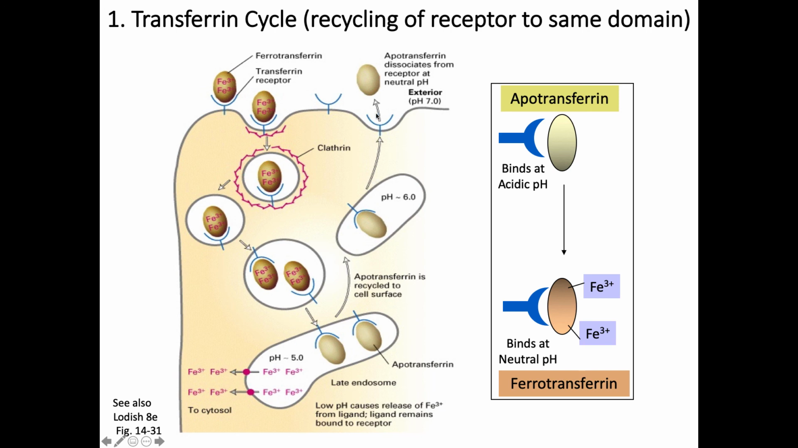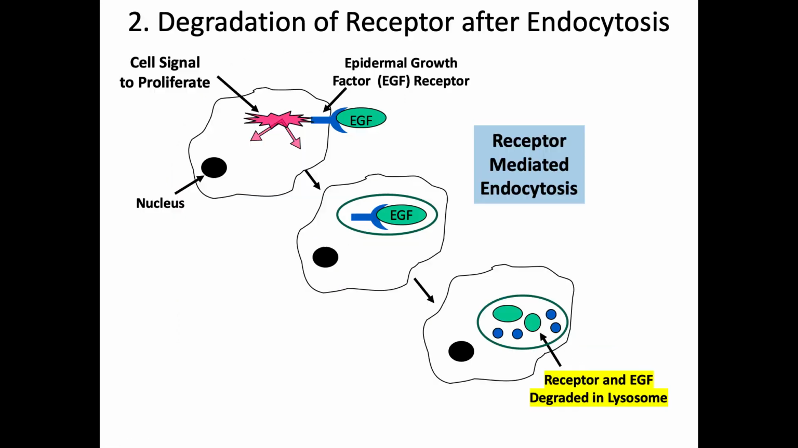As soon as this receptor and transferrin complex reaches the cell surface, the transferrin is going to come off the receptor because it is now encountering neutral pH. The apotransferrin binds at acidic pH, but at neutral pH the transferrin is going to come out. So this transferrin goes out into the intestine once again to catch iron. As soon as it catches iron, it is transformed into ferrotransferrin, and that will bind to the receptor at neutral pH so it can be taken in. So it's a very smart way of releasing a molecule into the intestine to catch iron and bring iron back into the cell. A very classic example of receptor recycling to the same domain.